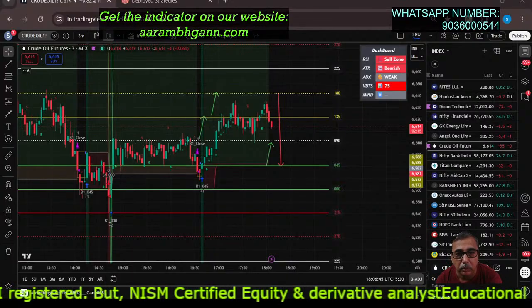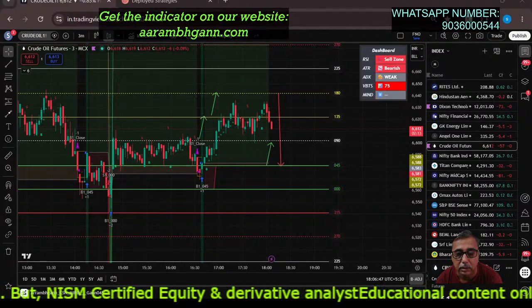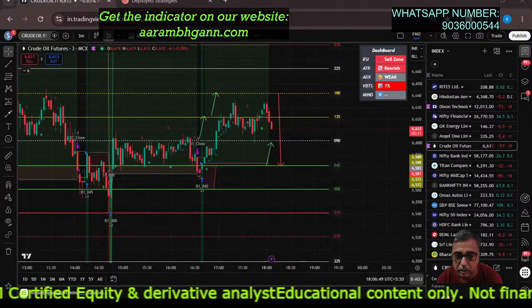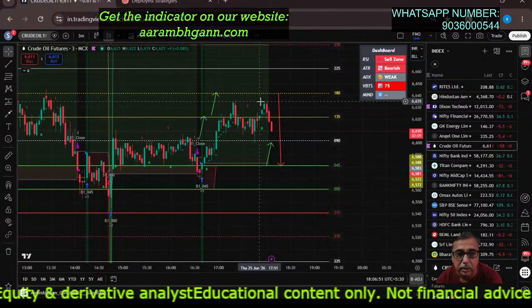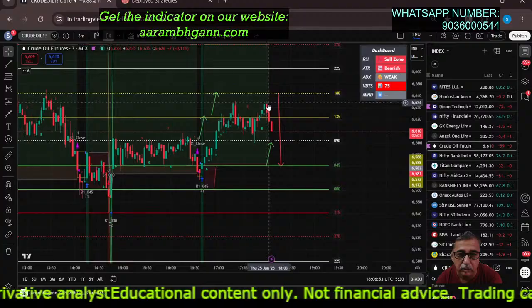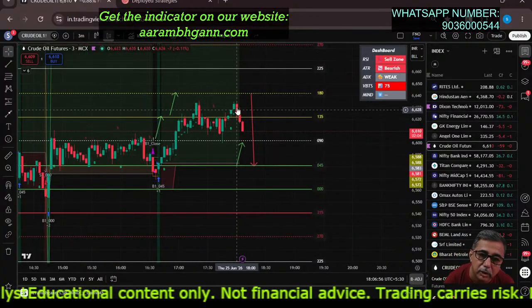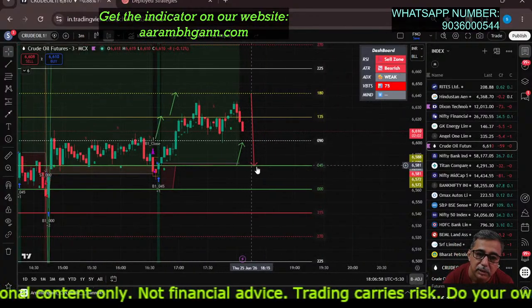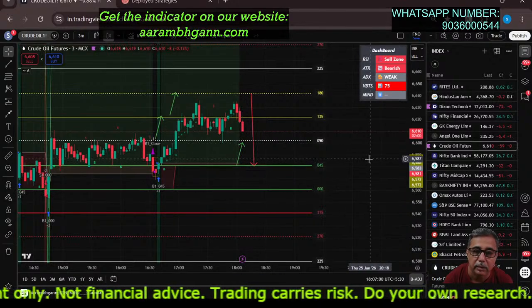Now selling will come. Crude oil, the high target is stop loss is the higher of the recent one, recent high. This is the stop loss. Okay, so keeping the stop loss, people can take short for the first target, second target, third target, like that.